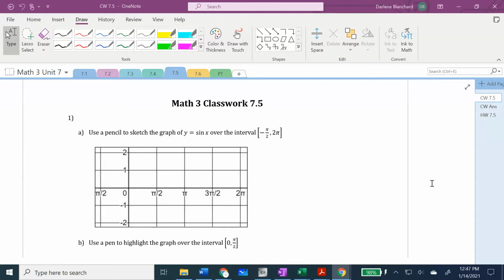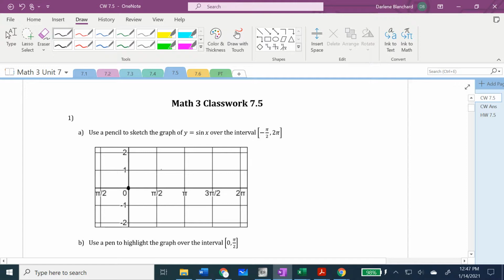Math 3 Classwork 7.5. The first thing you're going to do is just sketch a basic graph of sine x. I said to do it in pencil, but the idea is that you're going to highlight or recolor some things as part of the graph.